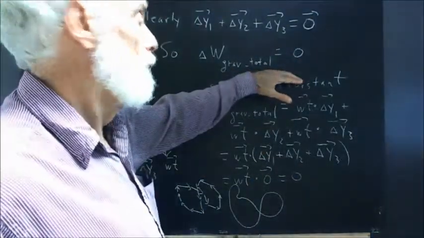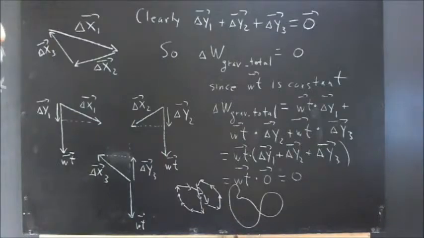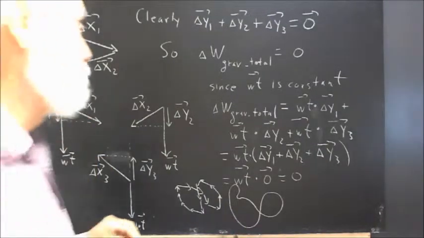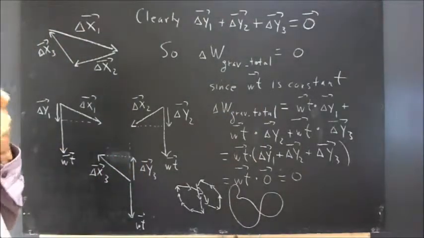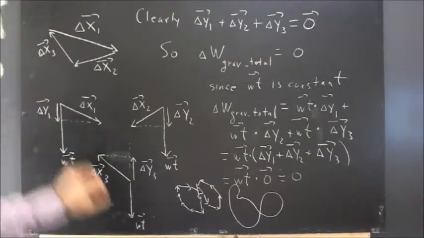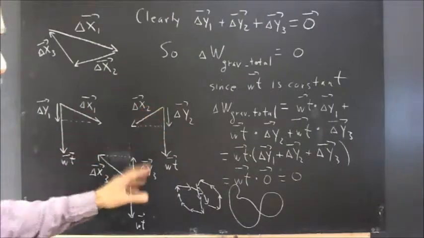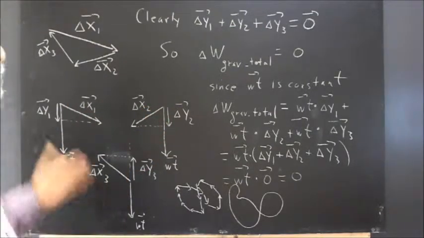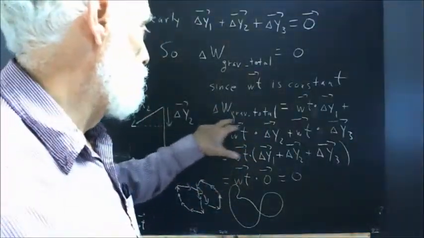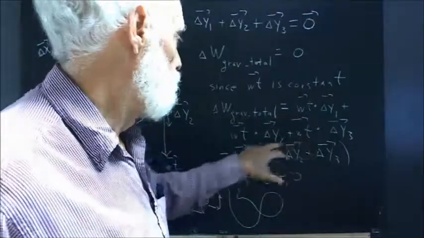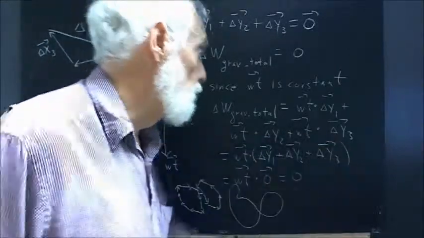Now I assert this, and I asked the class to prove it, and got some pretty good responses, but the thing that this really comes down to is simply that since the weight is constant, the weight vector is the same in every case, then if we're multiplying the weight vector by delta y1, then delta y2, then delta y3, when the delta y1, delta y2, and delta y3 add up to 0, the product has to add up to 0. Okay, so since the weight is constant, we can write that formally. The total work done by gravity is the weight dotted with delta y1 plus the weight dotted with delta y2 plus the weight dotted with delta y3.